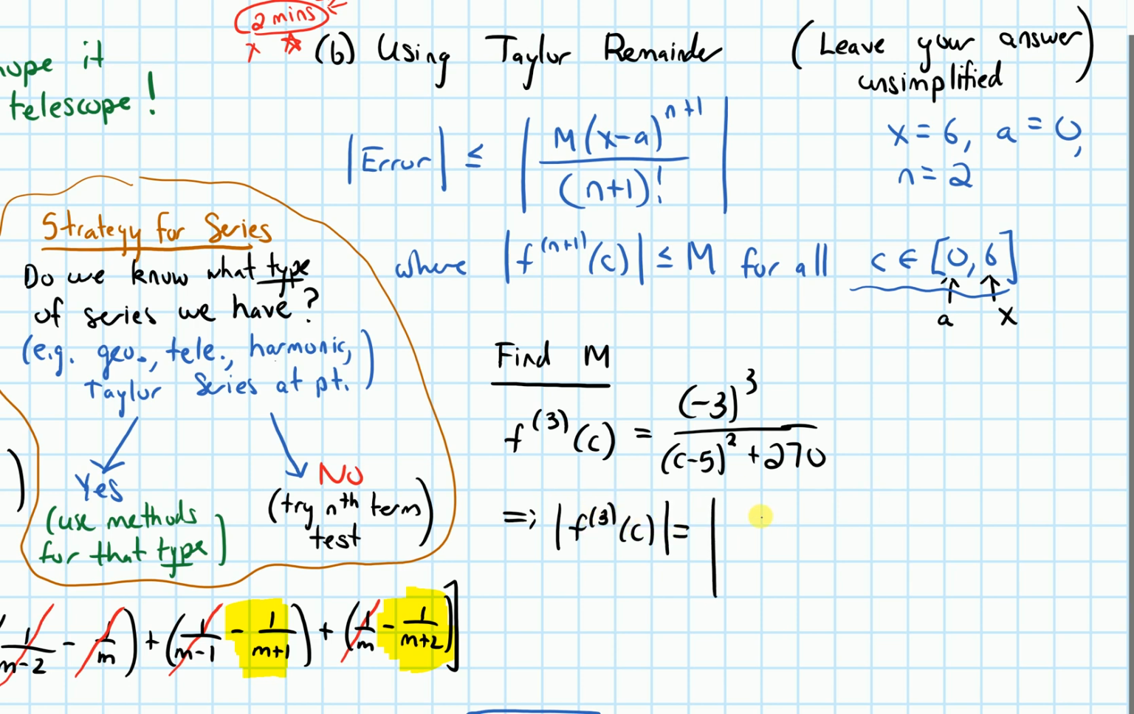And doing that, we'll get the absolute value of negative 3 cubed on the top. On the denominator, we get c minus 5 squared plus 270. Negative 3 cubed, once we take the absolute value, gives us 27. Because of the squared, I know that c minus 5 squared is not going to be negative. It's non-negative, and adding 270 to that makes the whole thing positive. So the denominator is non-negative, and I don't need to put an absolute value around it. Okay, so I need to know what this is less than or equal to.